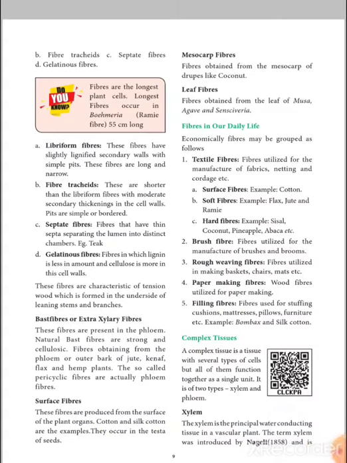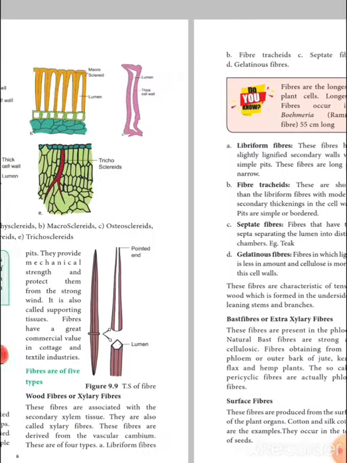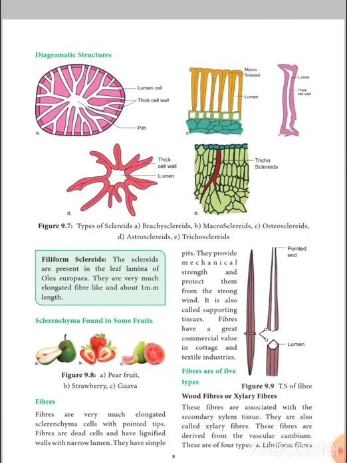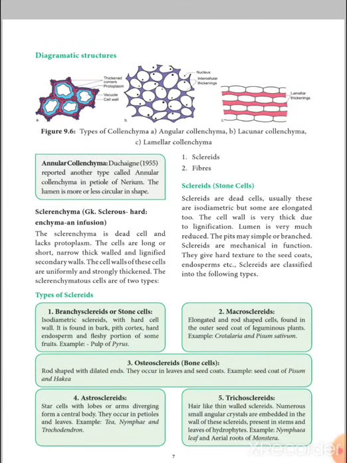So these are the fibers and sclereids. The examples of different types of sclerenchyma tissues in plants.